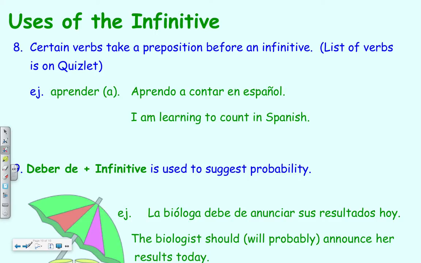One example that I've used here on this slide, aprender a. If you're going to say to learn to do something, you have to put an a after aprender. Okay? So aprender a plus infinitive. And again, there's a whole list of these verbs on Quizlet. Do you need to know them for the quiz next week? Yes, you do. You must memorize which verbs take which prepositions, because that will be on the quiz.